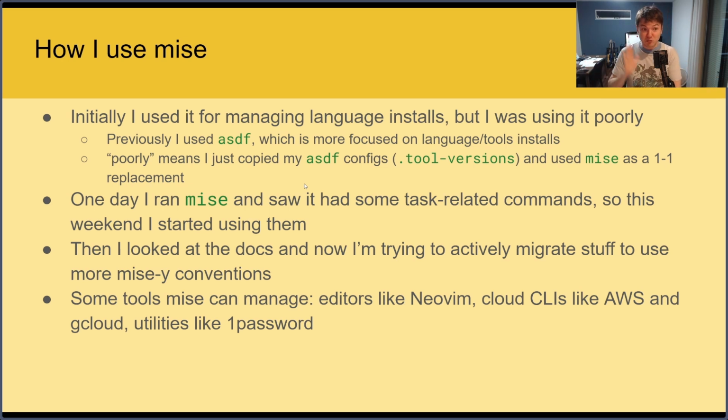What I mean by using it poorly is that previously I was using a tool called ASDF, which is more focused on just the language and tools installs. It doesn't have the task running and the environment variable management and stuff. And poorly means that I just took my ASDF configs, which is the .tool-versions file, and just kept using that, which is fine. Mise can understand those files, but it has all of these other cool features. I should use the other cool features.